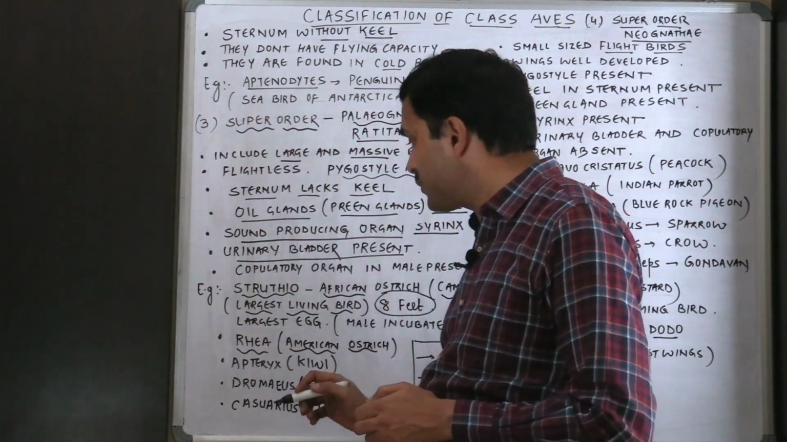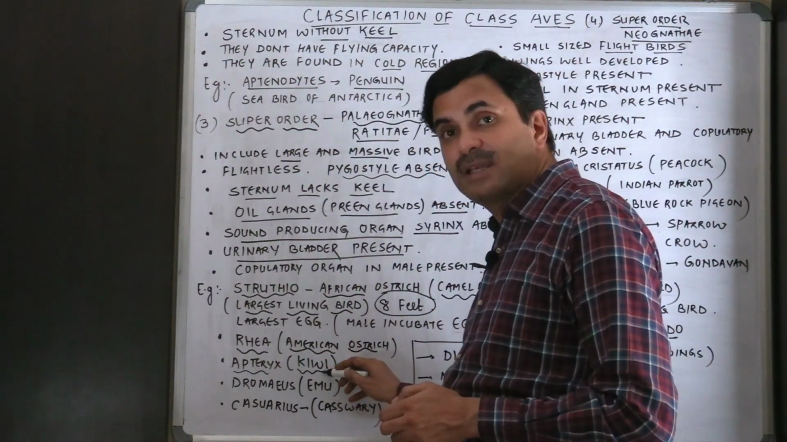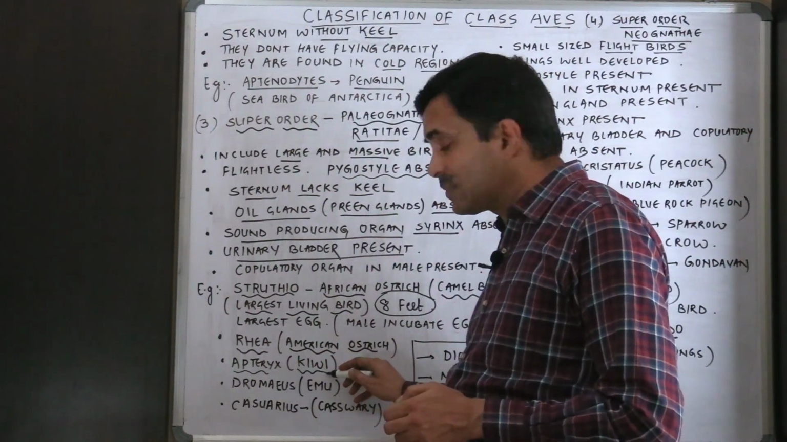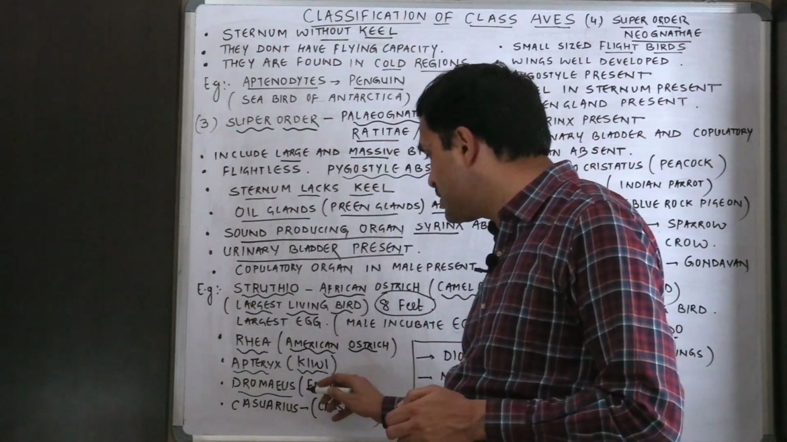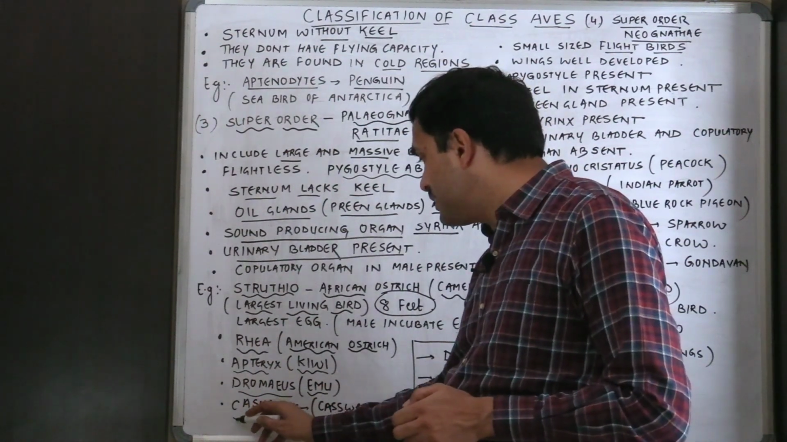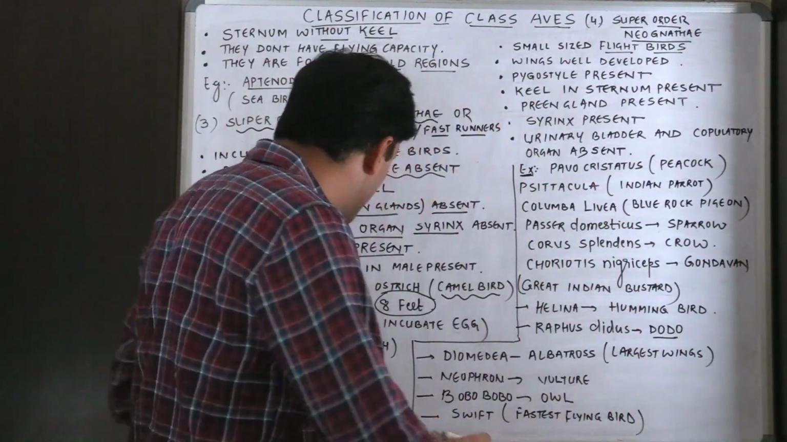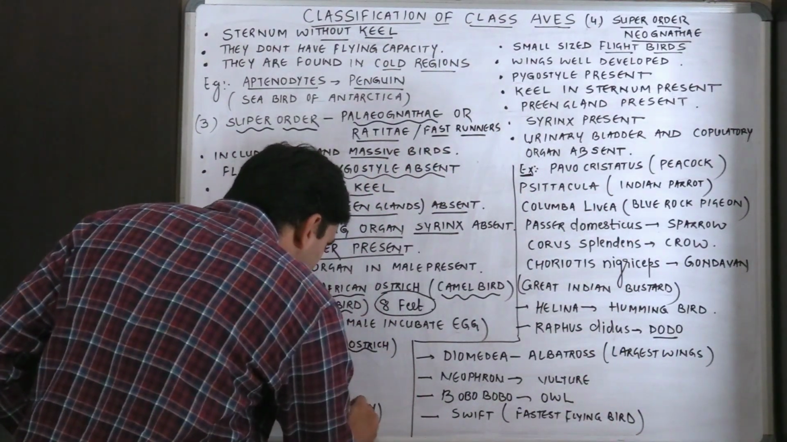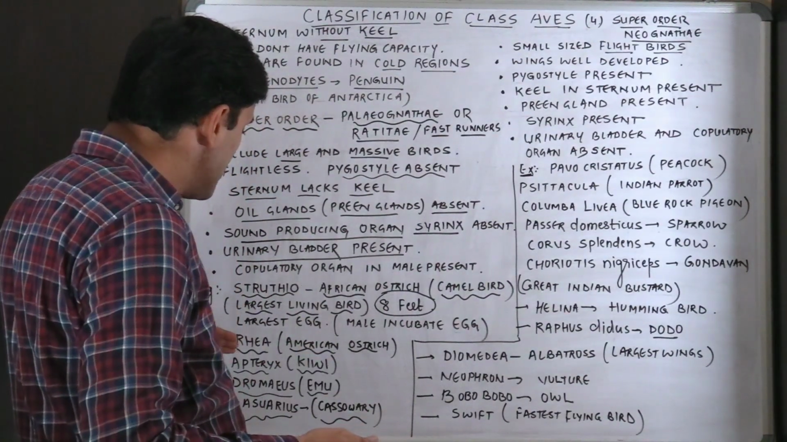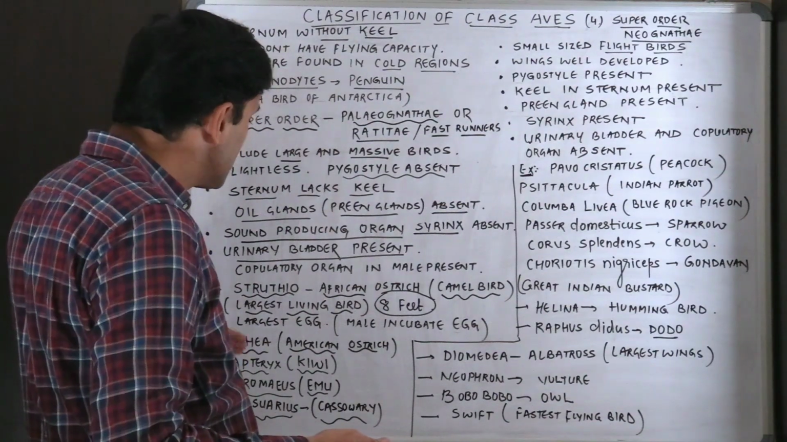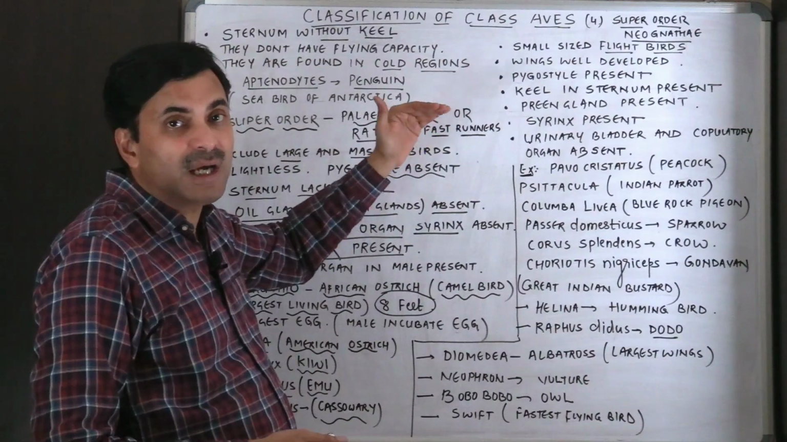Apteryx is the kiwi. It is the national bird of New Zealand. Dromaeus is called the emu, and Casuarius is called the cassowary. All right, so Struthio, Rhea, Apteryx, Dromaeus, Casuarius, all these belong to the superorder Palaeognathae or the Ratitae.